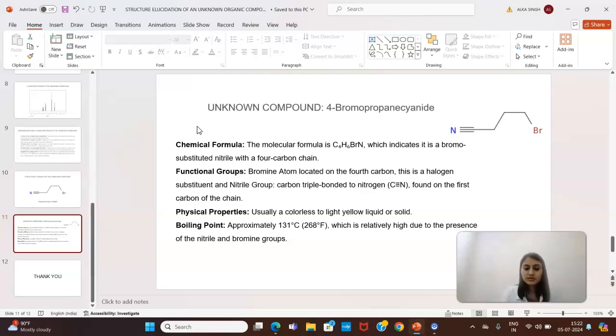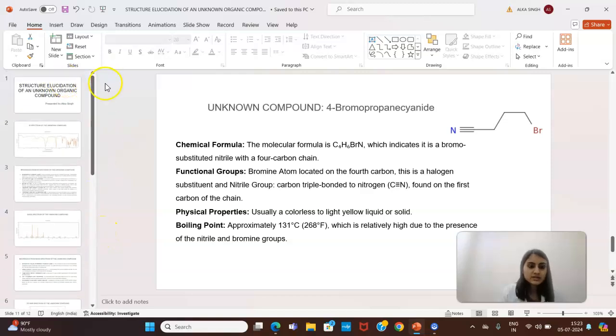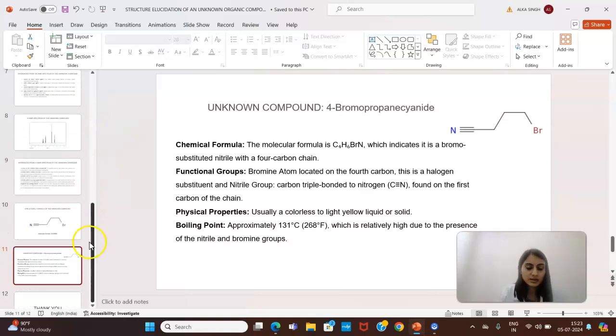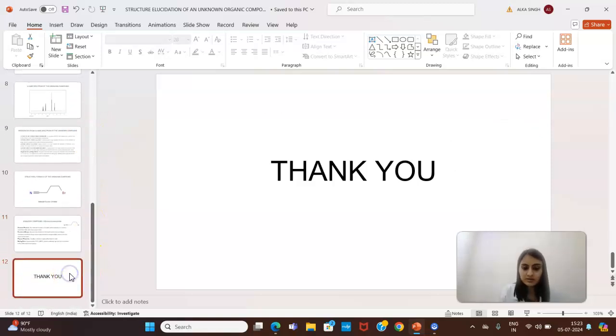The physical properties are usually colorless to light yellow, liquid or solid. The boiling point is approximately 131 degrees, or we can say 268 Fahrenheit, which is relatively high due to the presence of the nitrile. So we have discussed the basic structures, the different structures, and how we can elucidate unknown organic compounds. Thank you.